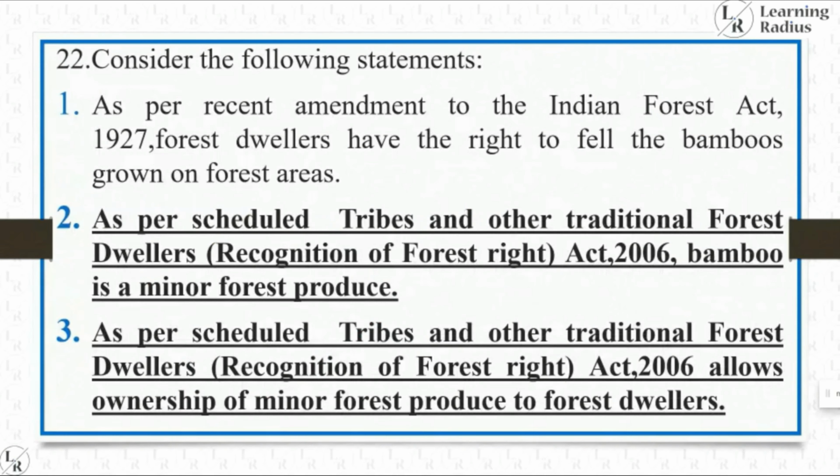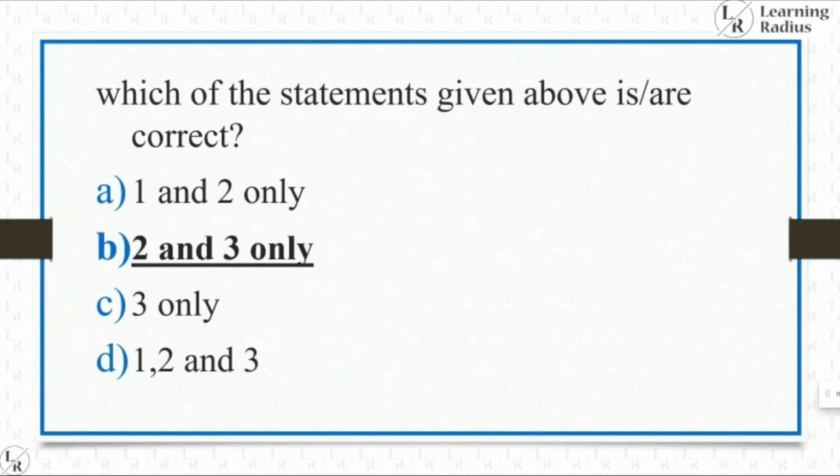Bamboo is a minor forest produce, and the Act allows ownership of minor forest produce to forest dwellers, that's also right. So from the options we can tell 2 and 3 is the right option, that is B. Let's come to the next question.